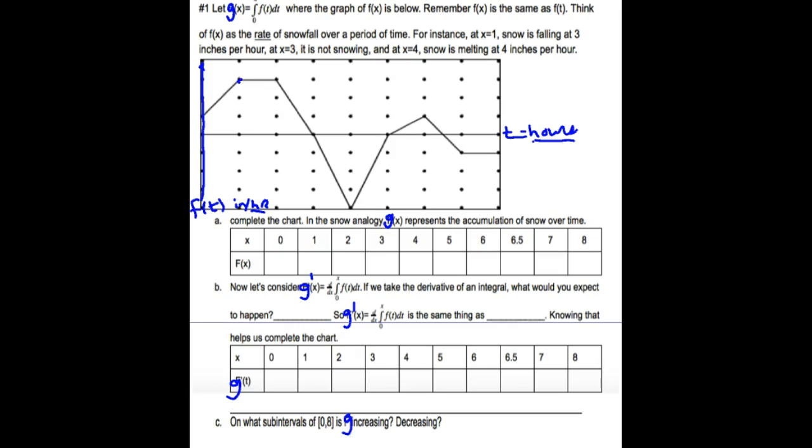At x equals 1, it's snowing at a rate of 3 inches per hour. At x equals 3, it's not snowing. So this is the rate that it's snowing. At x equals 4, we have a negative rate, which means the snow amount is decreasing. So actually what's happening is snow is melting.